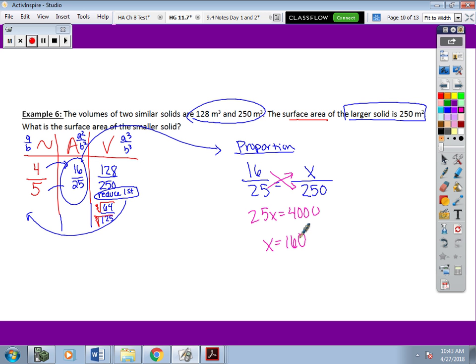And then double check our units. Surface area, so this will be squared. If you, on your test, do this, 128 over 250 equals x over 250, I will take off all the points, so it's 100% wrong. You cannot just write a proportion and solve. Area and volume are not equivalent ratios.